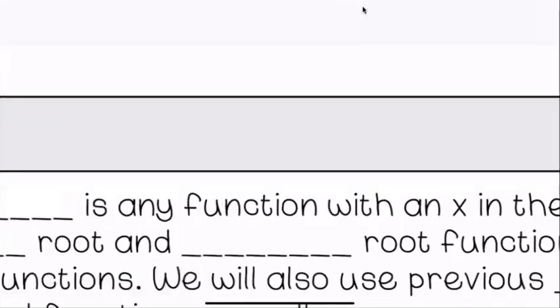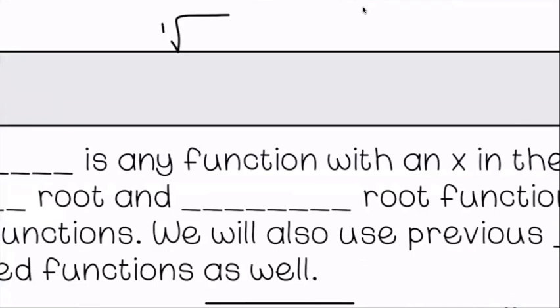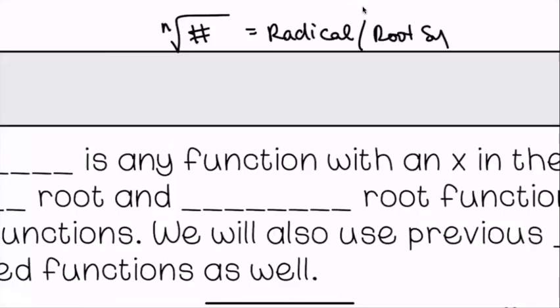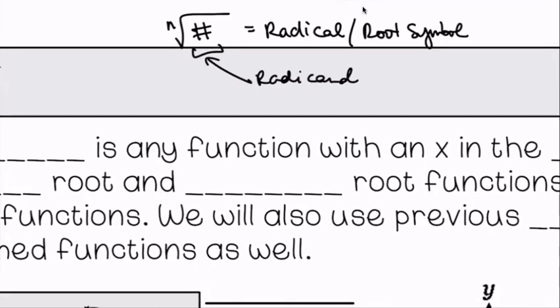Before we fill in that, I do want to add right up here a radical symbol. So that is a radical. It's also called a root symbol. And then the stuff on the inside is called a radicand. And this number on the outside is called an index. It decides what root we're looking for. If you don't see an index, the invisible index or the implied index is 2.